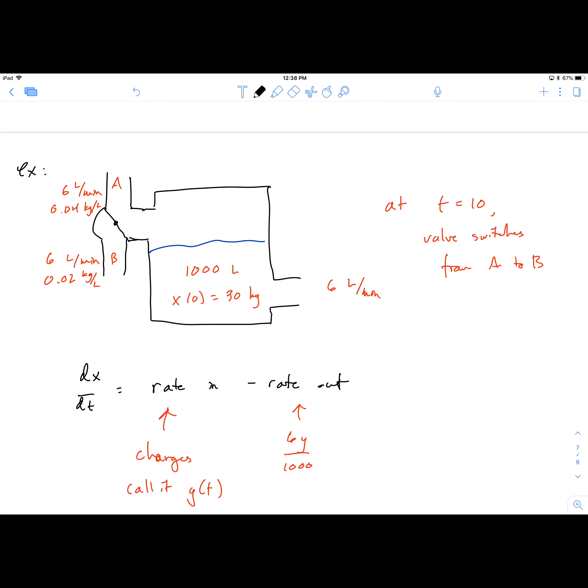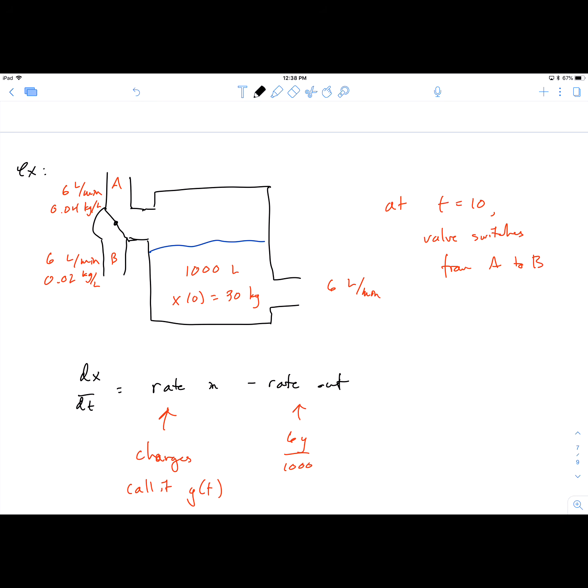As always, we start a mixing problem by looking at the rate in minus the rate out. Notice that both inputs have a flow rate of 6 liters per minute, as does the output. So the rate out is just going to be 6y over 1,000, since the level of brine in the tank stays constant at 1,000, so we just have a denominator of 1,000. And then we have our initial condition, of course, as well.